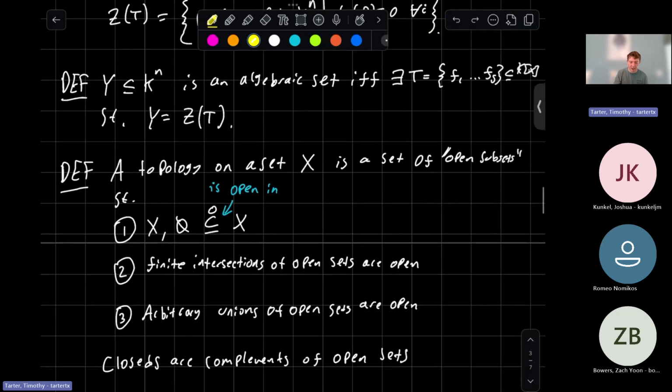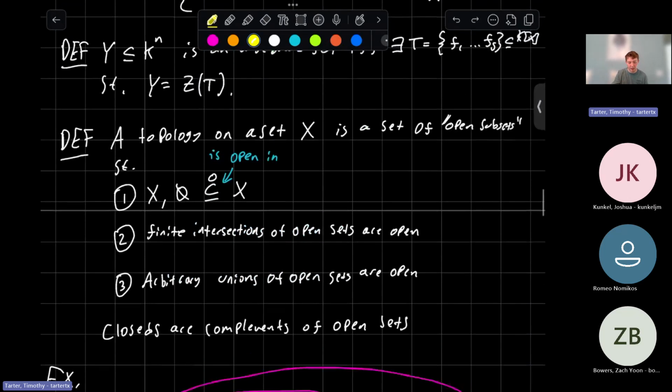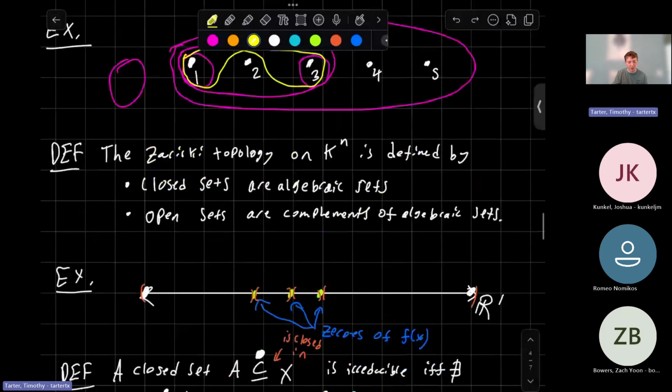In this thing, I did a whole bunch of stuff explaining some topological notions that I'm just going to skip over.